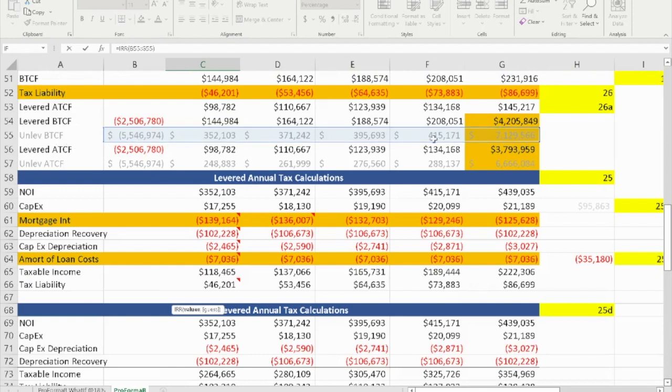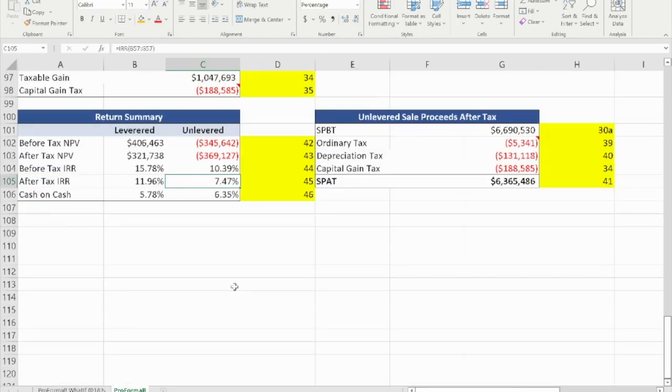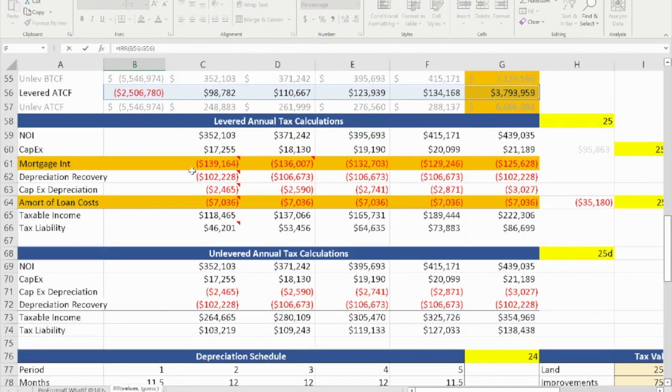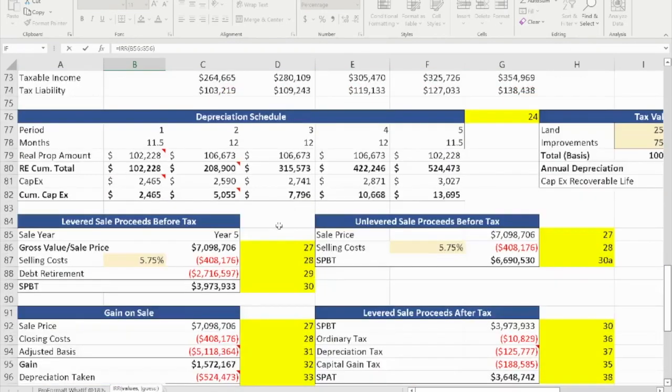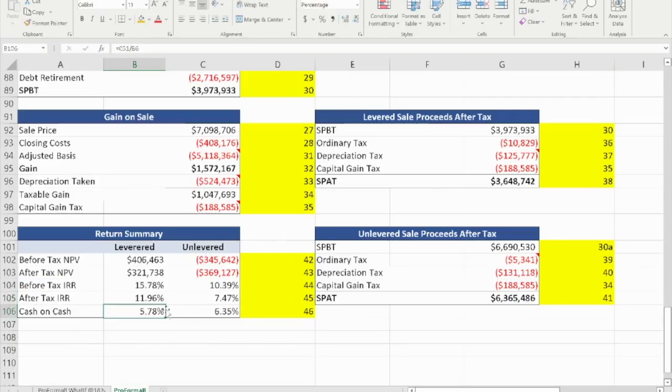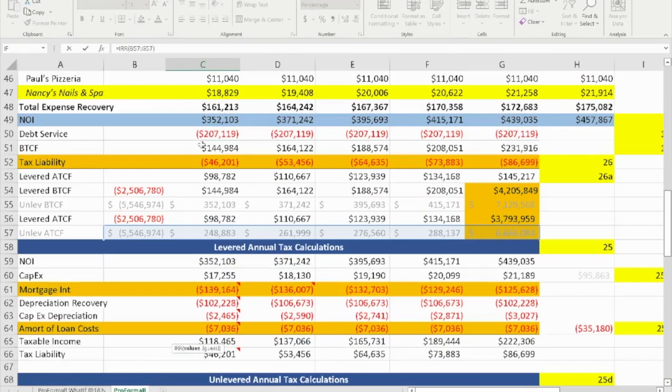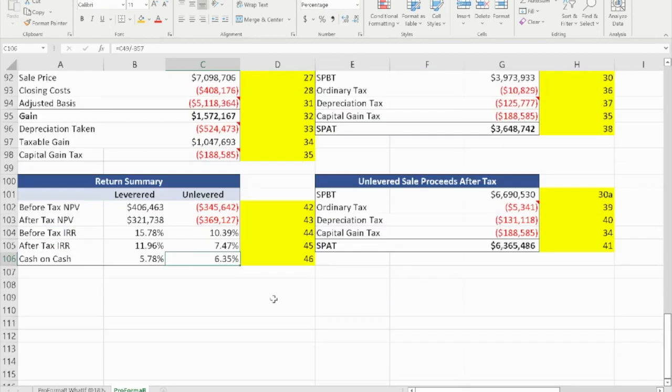For unlevered, same exact formula, equal IRR, and we're going to use the unlevered before tax cash flow row from year 0 through year 5. You should have 10.39%. For after tax IRR, we're going to use the same formula, equal IRR. We're going to do the levered after tax cash flow, year 0 through year 5, and close the paren, and you should have 11.96%. For unlevered after tax IRR, we're going to reference year 0 through year 5, and you should have 7.49%.